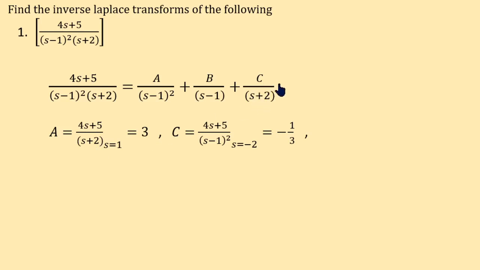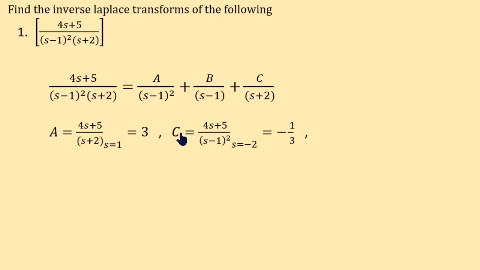Similarly, to find the value of c, in the left hand side close s plus 2, write the remaining term, that is 4s plus 5 by s minus 1 whole square, and the denominator of c becomes 0 when s is minus 2. So put s equal to minus 2. You can use a calculator also. How to use the calculator for this? First you make minus 2 the answer, minus 2 equal to, then type like this: 4 answer plus 5 by answer minus 1 whole square. So you get minus 1 by 3.